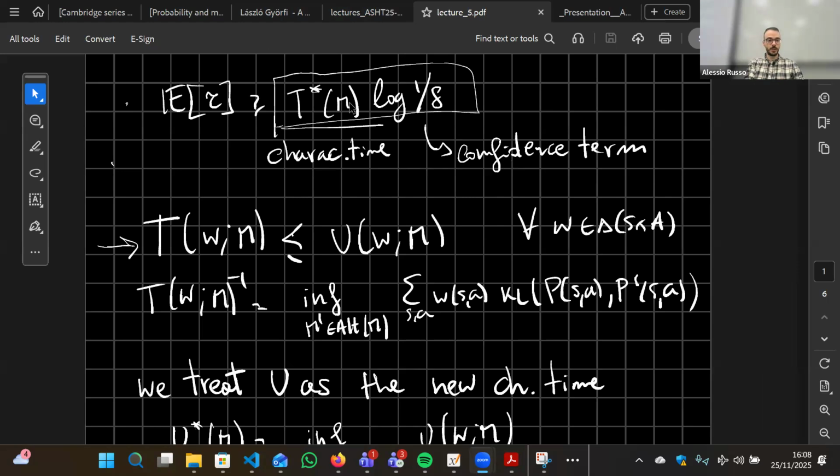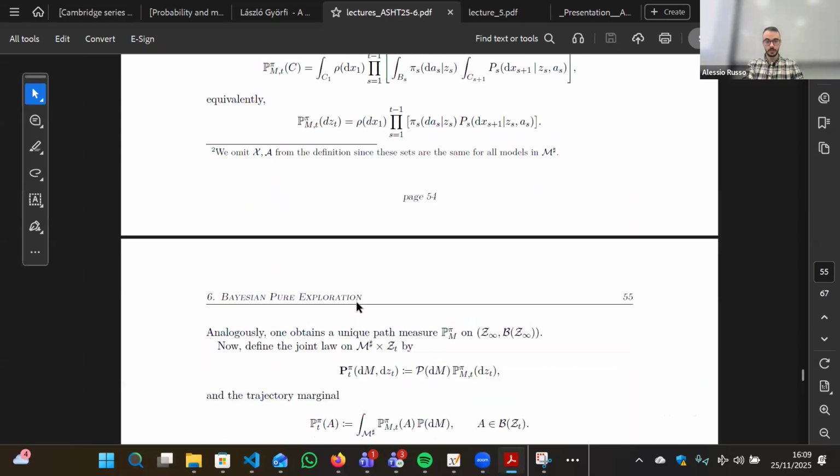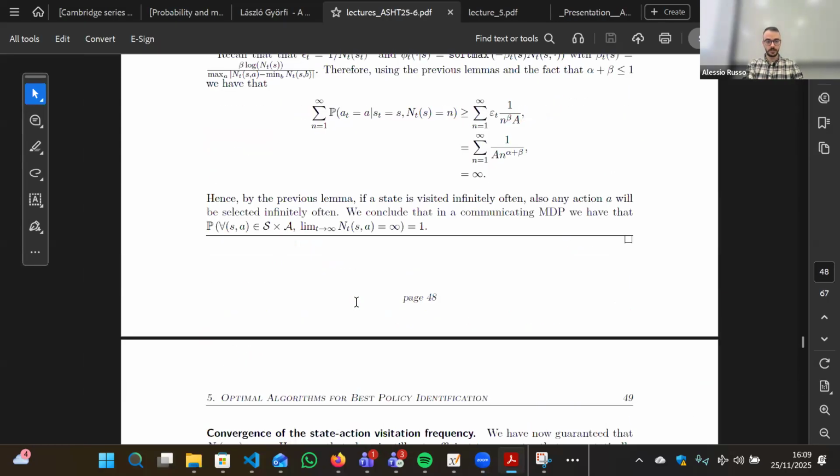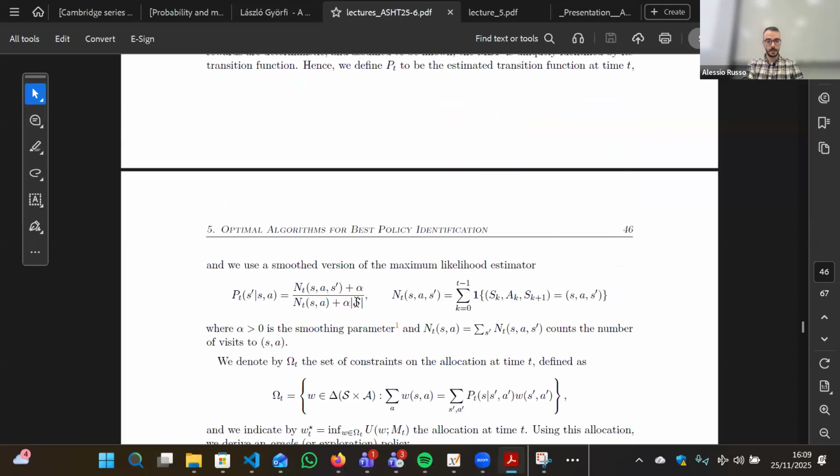We derived a sample complexity lower bound for BPI, and it's very similar to the best arm identification one. The problem is it's hard to solve the optimization regarding computing the optimal exploration strategy in this case. So what we did was find an upper bound on the characteristic time that holds for all W's. We can also check the lecture notes here, since it's a bit better than my notation.